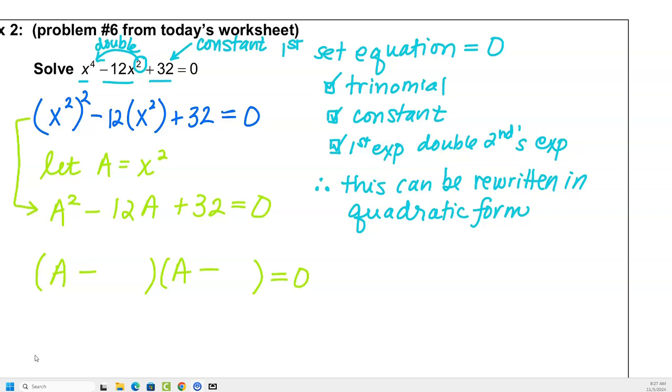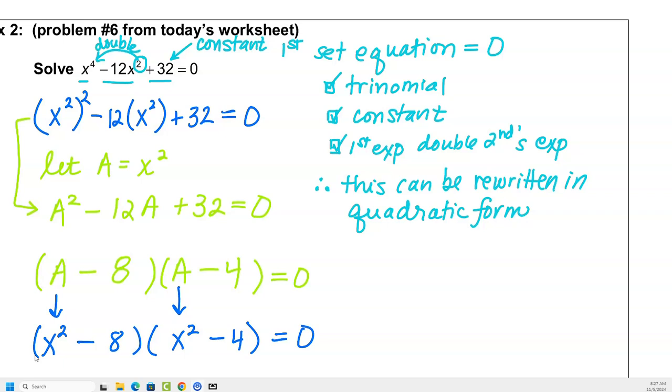Good. 8 and 4. So negative 8 and negative 4 specifically. Okay, and then I can put this back in, and I'm going to put the fact that the a is x squared and then subtract 8 here, and then change this to x squared, subtract 4 equal to 0.